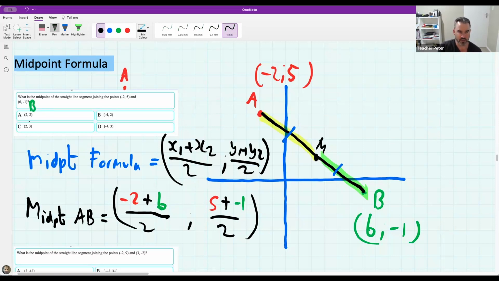Which of the options over here do you think is the midpoint? So you've got a choice between A, B, C, and D. Which one do you think is correct?